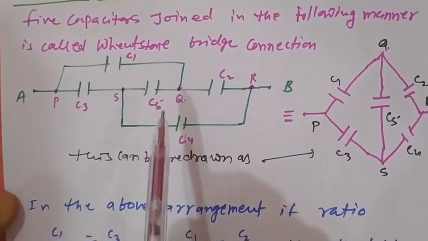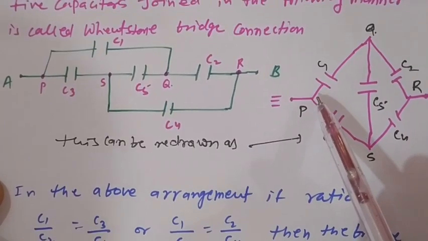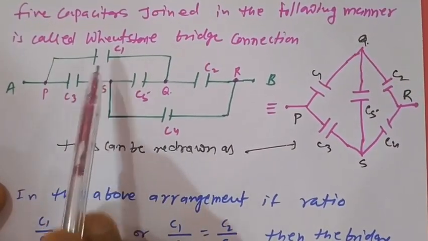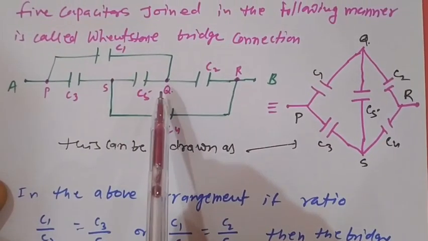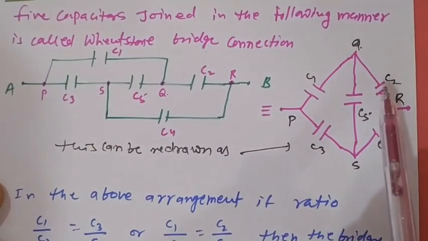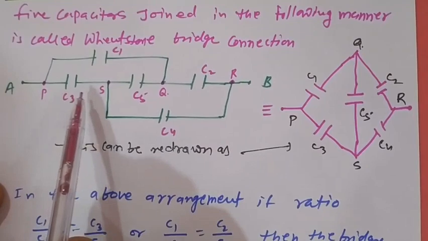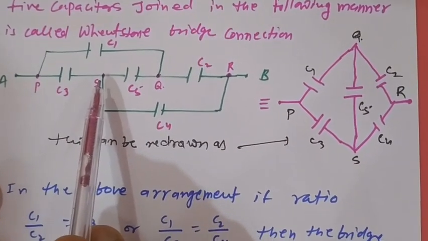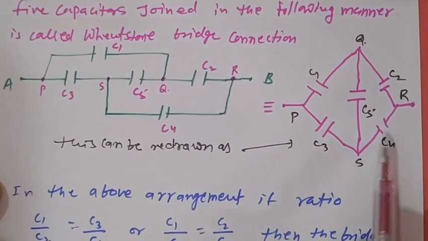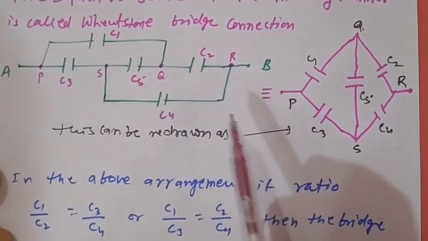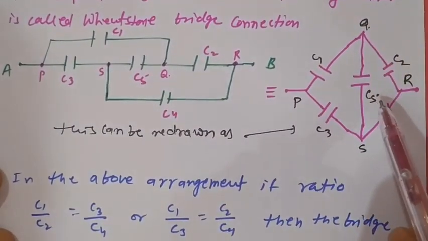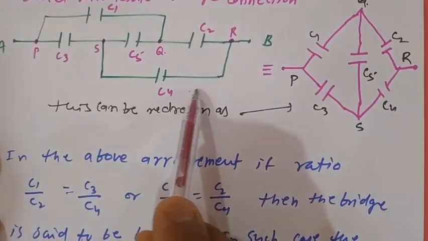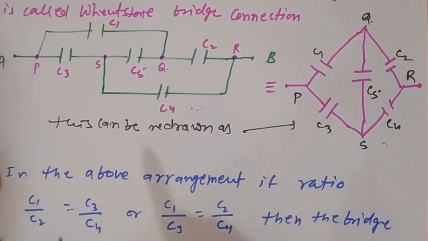If we arrange this according to this diagram, PQ is C1, QR is C2, PS is C3, between S and R is C4, and between S and Q is C5. We can rearrange the given diagram in this diagram.